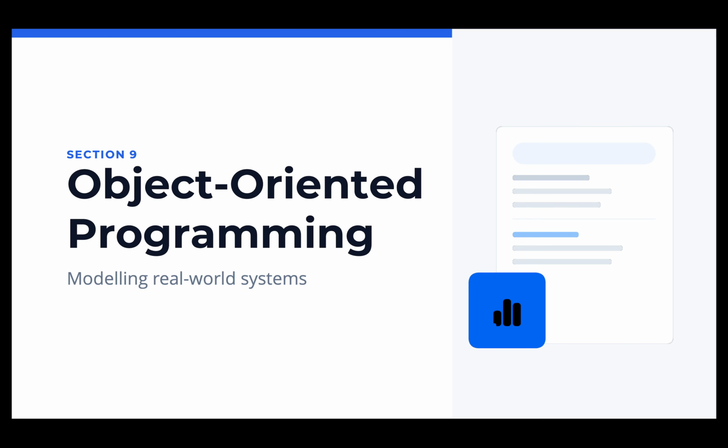In this section, we are moving into object-oriented programming, or OOP, which is a way of structuring code around real-world entities. Instead of thinking only in terms of separate variables and functions, we start thinking in terms of objects that have both data and behavior. This is a very important shift for you because it will help you model real systems more naturally and organize larger programs more clearly.